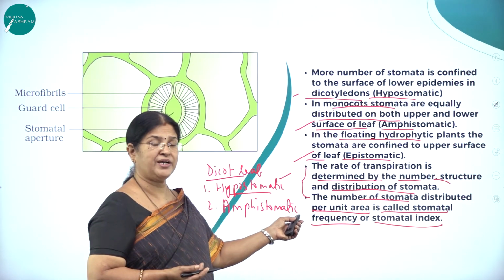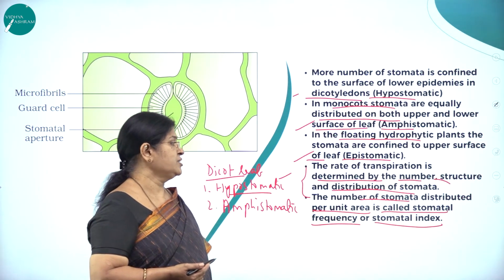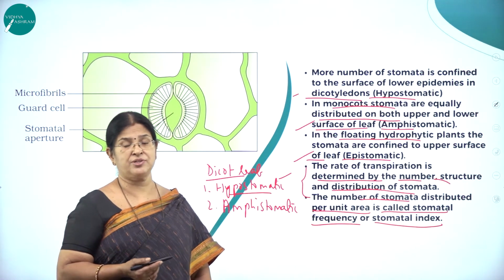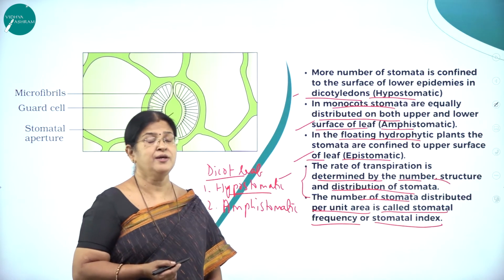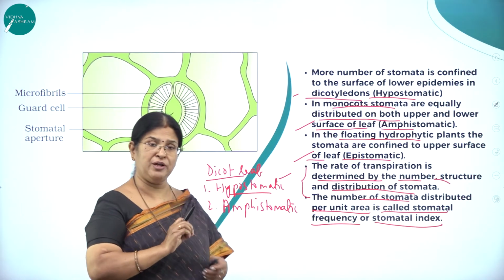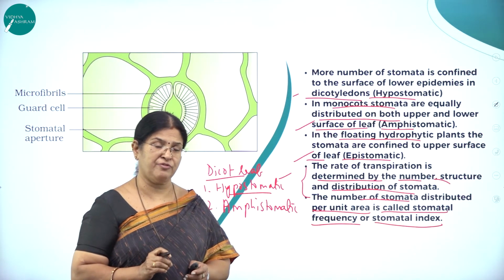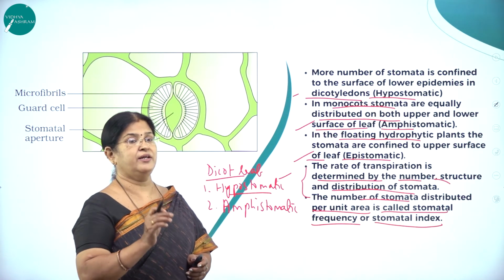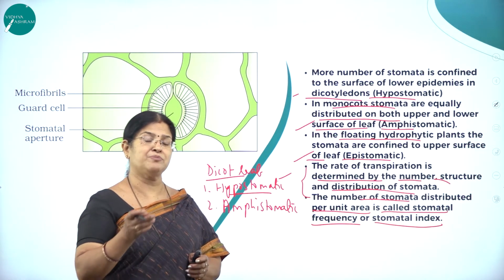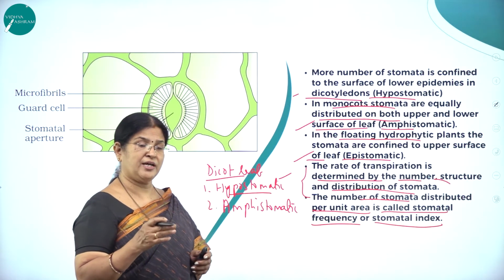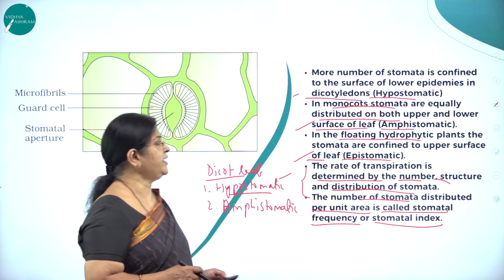So, the number of stomata distributed per unit area is called stomatal frequency or stomatal index. This is also one very important exercise for your practicals, for the first PUC practical examination. You need to peel off the skin from the lower epidermis of a dicot leaf, and then add stain, focus it under a microscope and observe the number of stomatal openings found per unit area, which we call stomatal frequency or stomatal index.